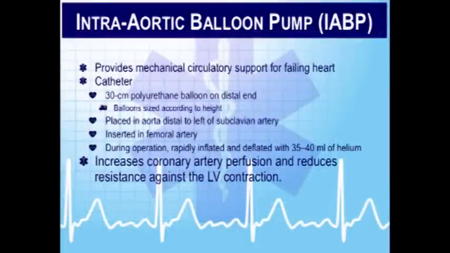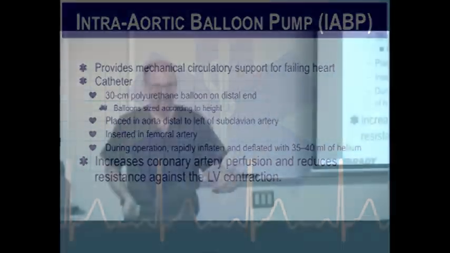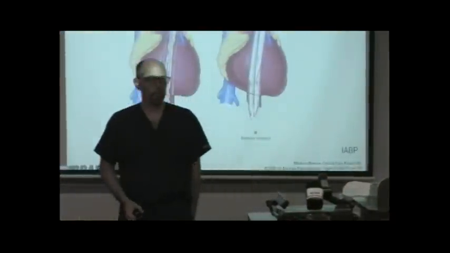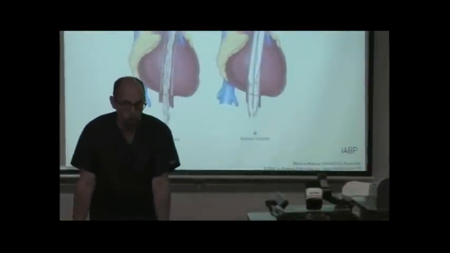So it does two things. This is an absolutely need to know. It increases coronary artery perfusion, and it decreases afterload. It increases coronary artery perfusion by inflating during diastole. I'm going to go back to this picture. So what position is the aortic valve during diastole, open or closed? The aortic valve.